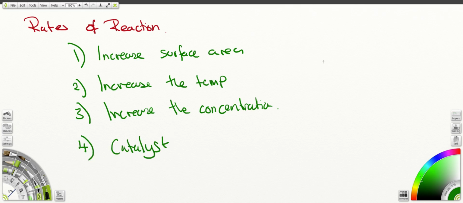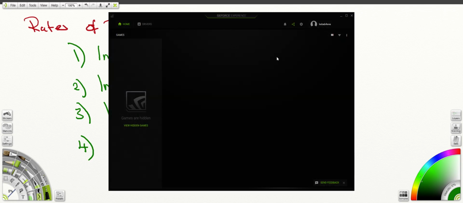Right. Now guys, of course the opposite is true, isn't it? If you want to decrease the rate of reaction, decrease the speed at which your reaction is going, you will need to decrease the surface area, decrease the temperature, decrease the concentration, or not use a catalyst. Okay, so does that make sense? Of course it does. Brilliant.